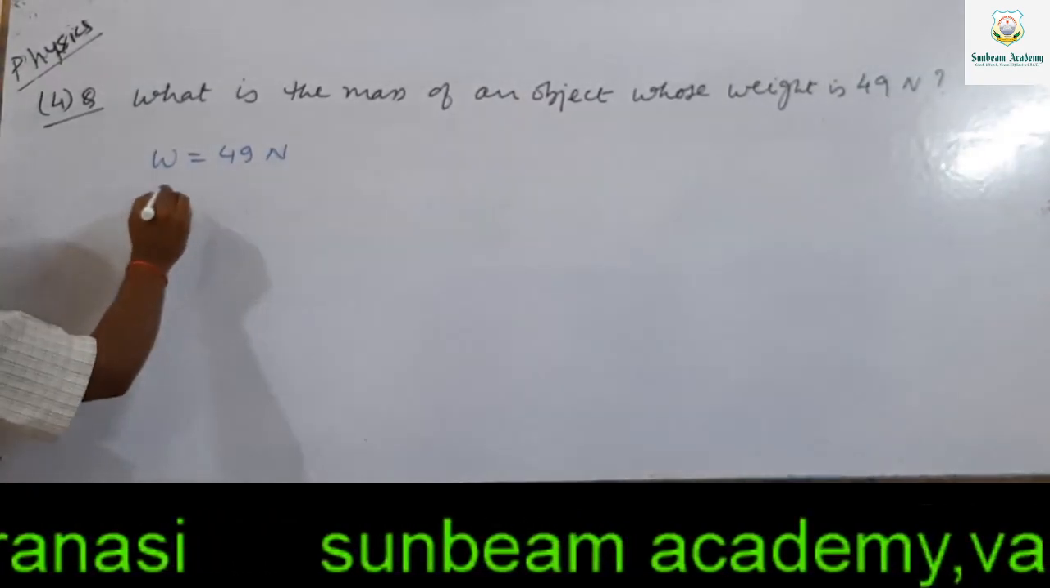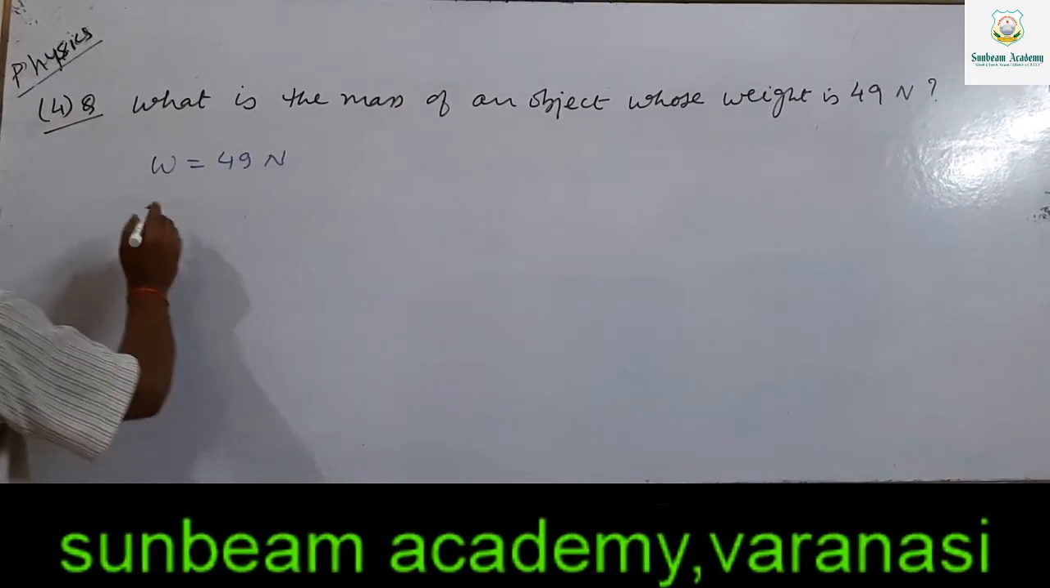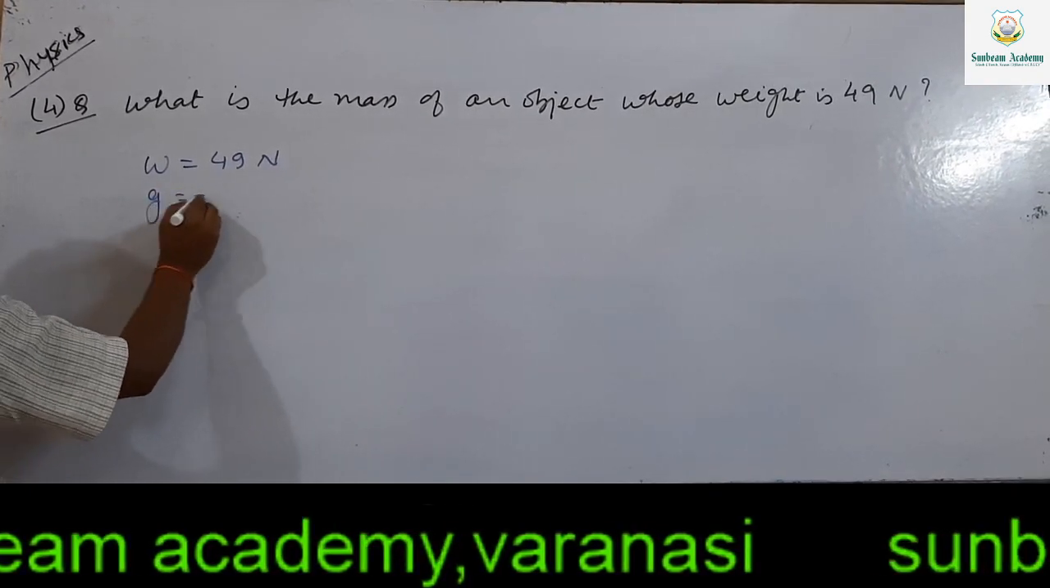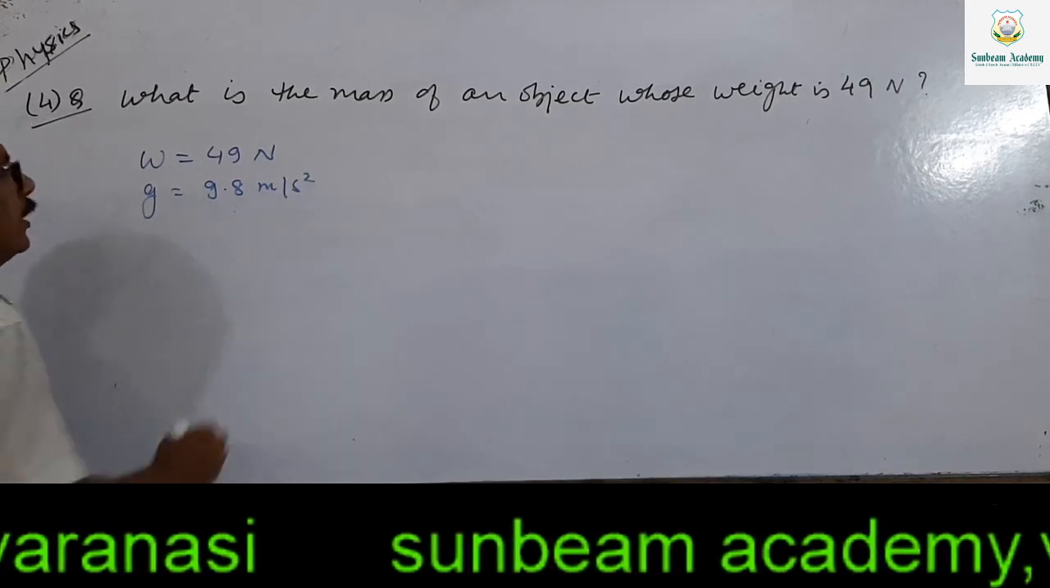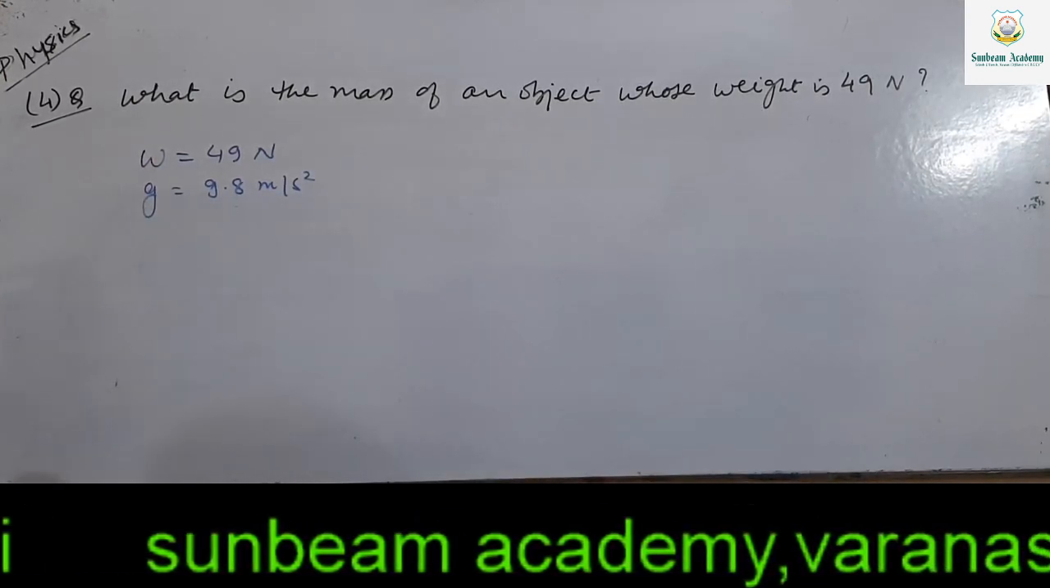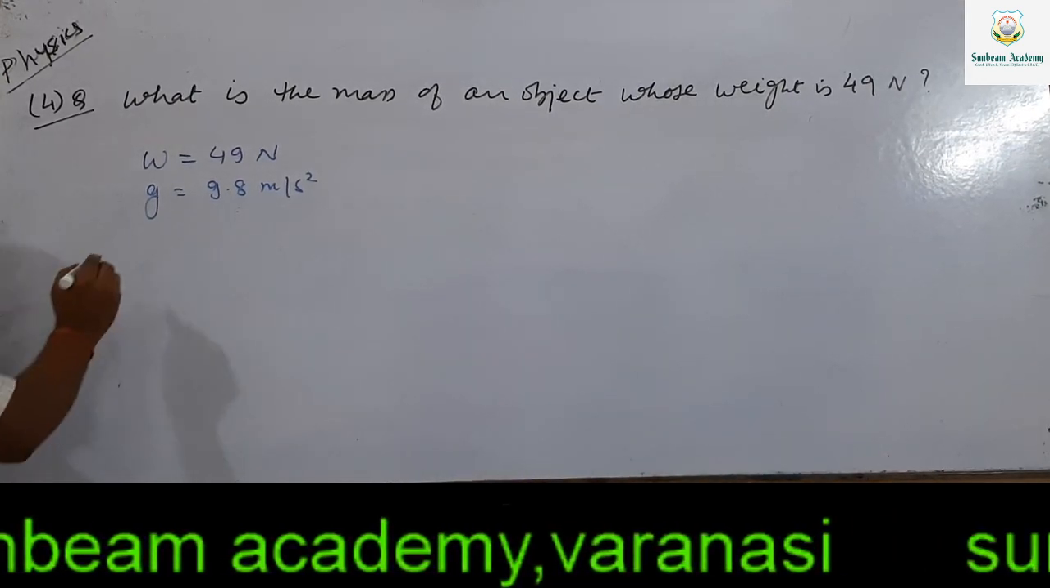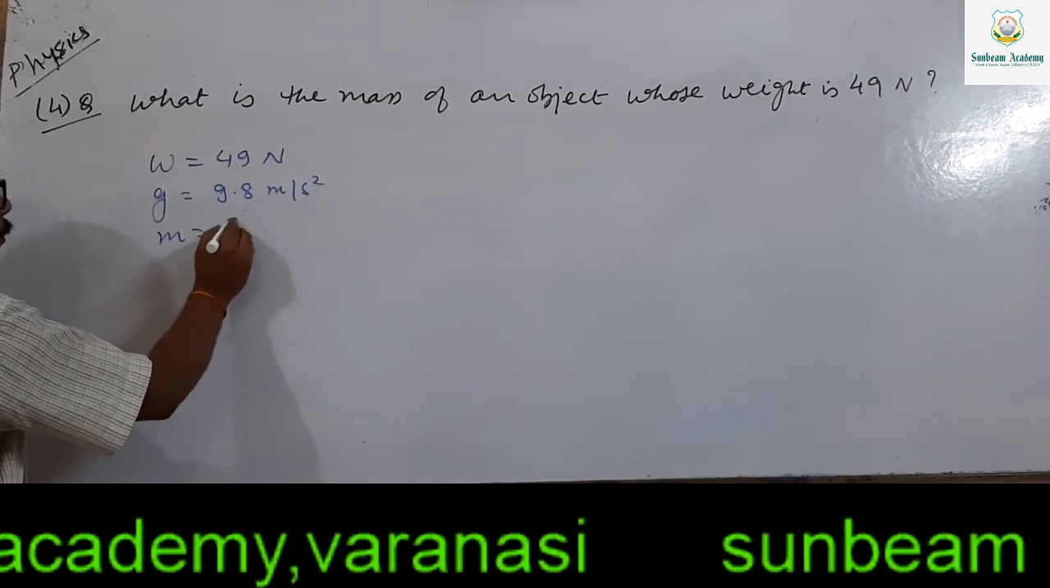And you know that here the value of g is not given. So you will take the value of g as 9.8 meter per second square. If it is not given, you have to take 9.8 meter per second square. And what you have to find out? The mass of the object.